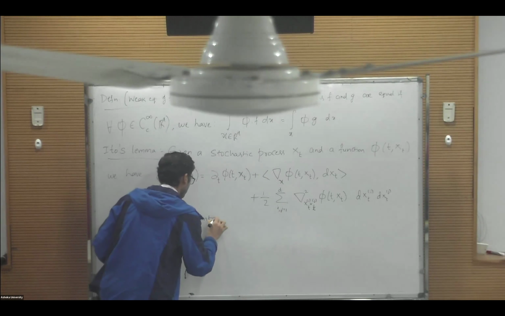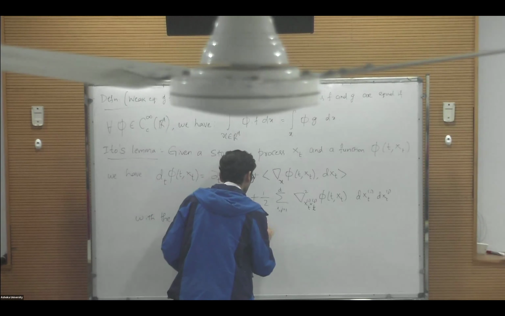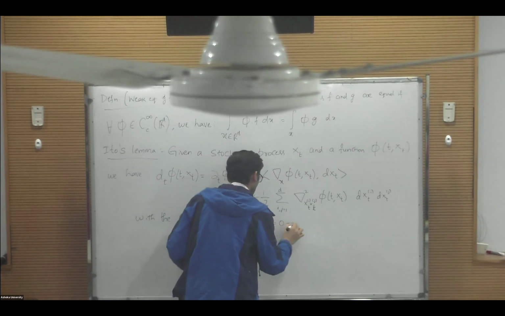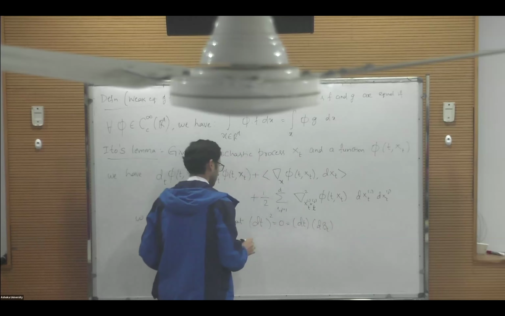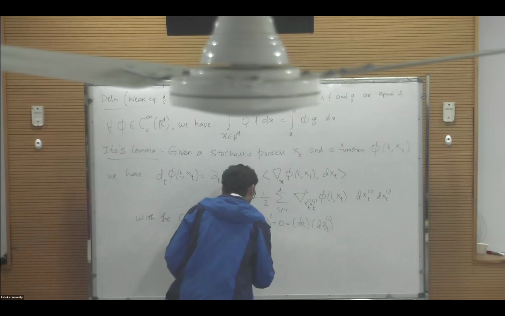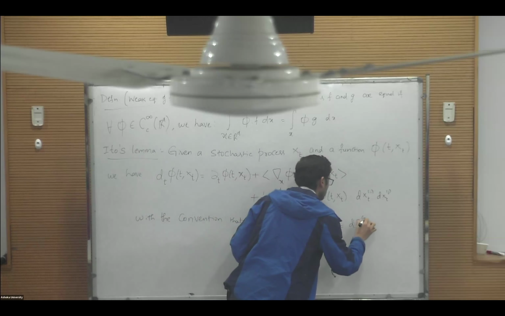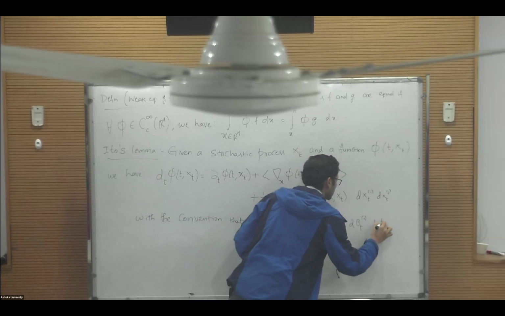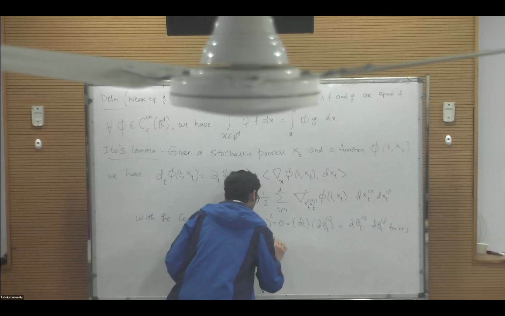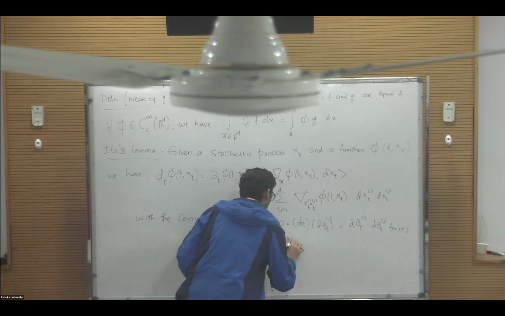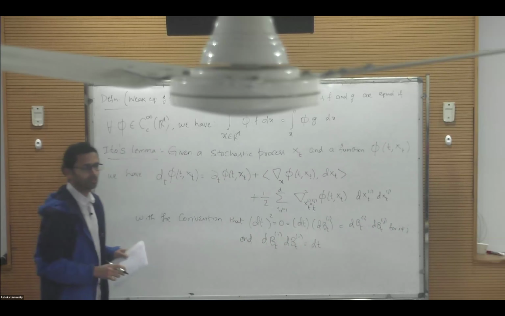with the convention that dt squared is equal to 0, and dt times dbt_i is also equal to 0, and dbt_i times dbt_j is equal to 0 for i not equal to j.